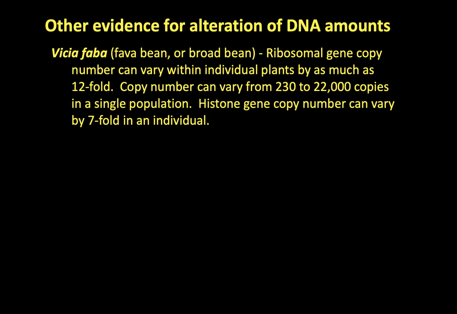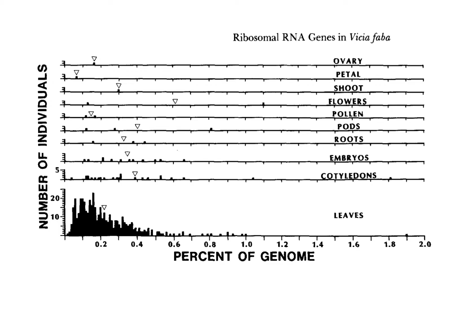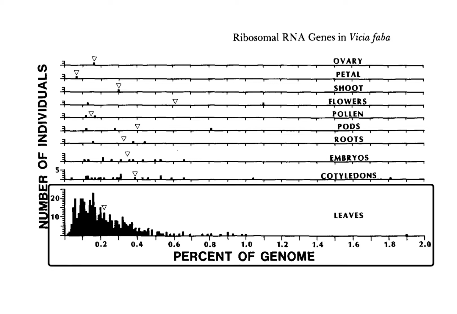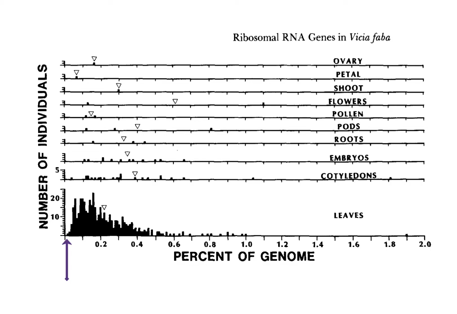So although a C value is supposed to be a constant value, that's what the C stands for, it's not necessarily that constant. So you can think of it more as an average value for that species. And just to show you in that Vicia faba, and I've shown this before when I was talking about ribosomal RNA gene copy number, within leaves, and this is I think 434 plants, the copy number goes from a low down here about 230 copies per haploid genome up to 22,000 copies of ribosomal DNA genes or ribosomal RNA genes up here.